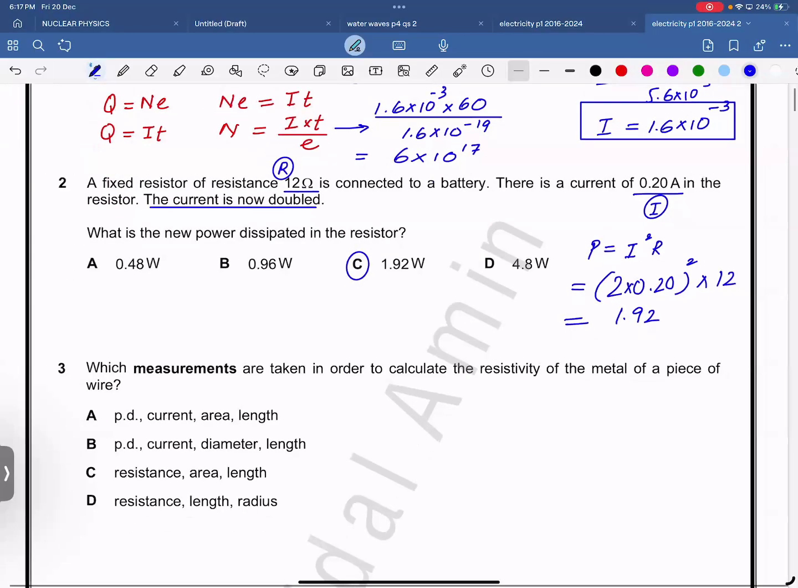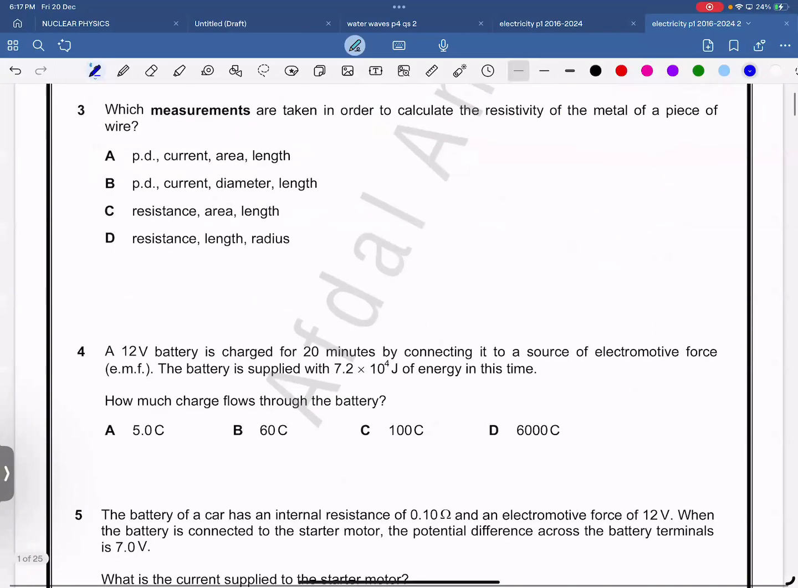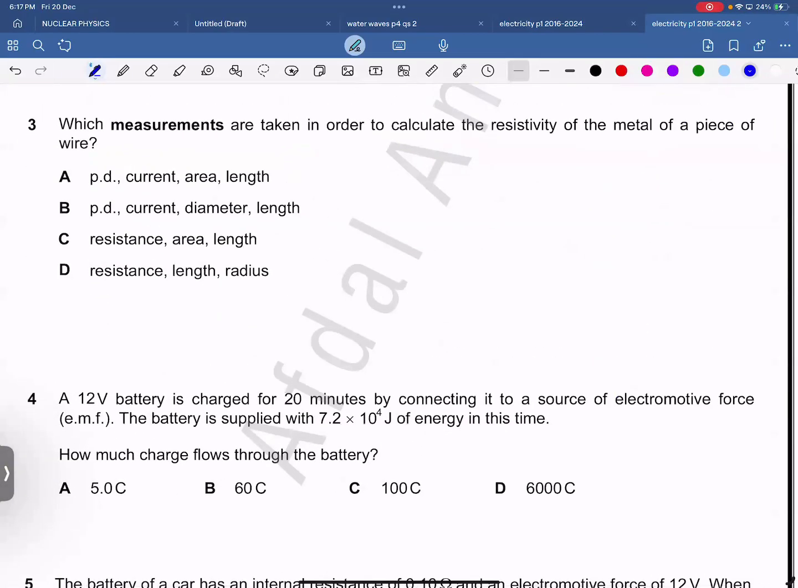Okay. Question number 3. Question 3 says, my dear students, which measurements are taken to calculate? This is not easy question. This is a difficult question. Those who did correct, I really appreciate them. Why? Because the trick to this question is measurements. Measurements mean raw quantities, raw values. So which measurements can be used to find resistivity? Resistivity is rho L over A.